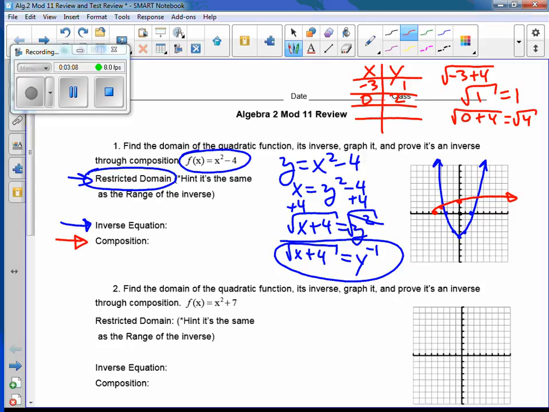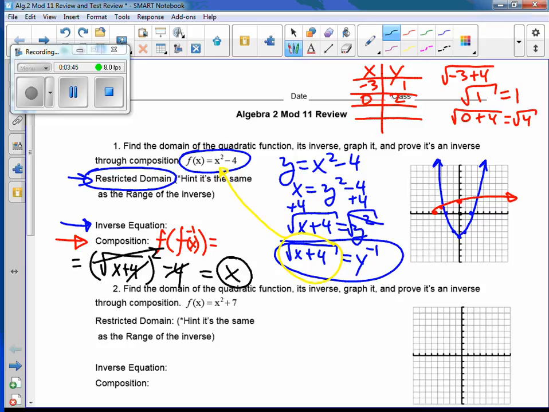Now, the next part right here, it says prove through composition. Now, remember, through composition, that means that you're going to plug the inverse into the original function, right? So you're going to take this part, and you're going to plug it in here for x. So when you plug it in, you're going to get the square root of x plus 4, squared, minus 4. And so when you substitute it, you'll see that the square and the square root cancel, 4 and -4 cancel, and you're left with x. And remember that if you're left with x, then that means that this, in fact, is the inverse.